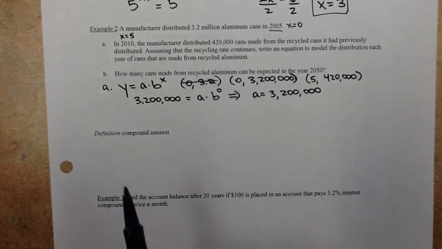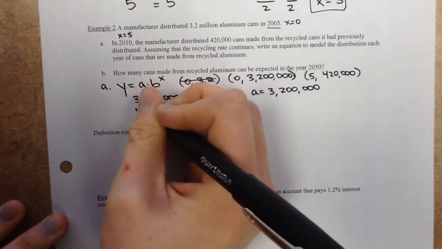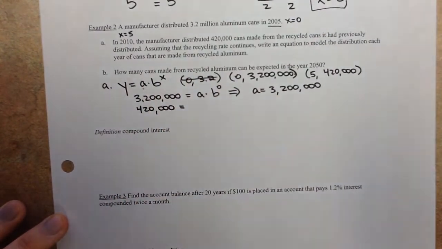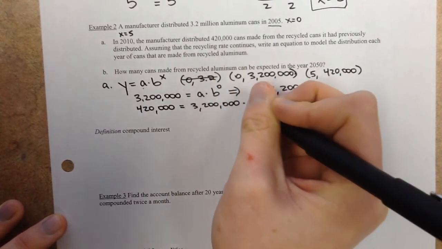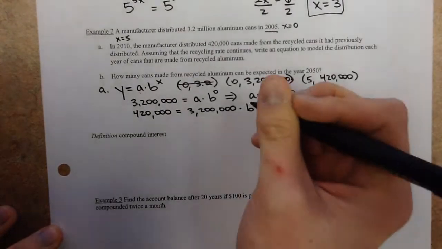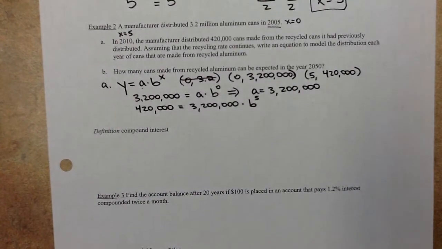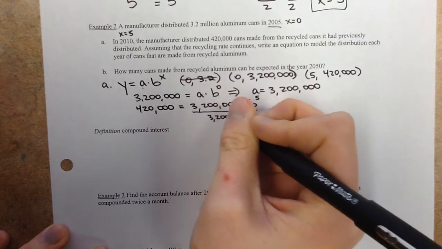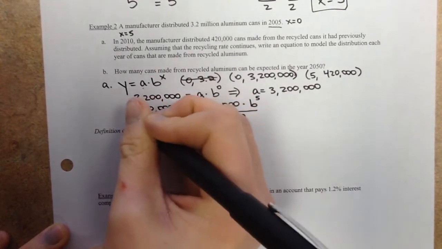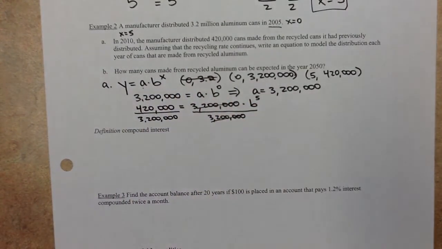So next, we replace the a in our equation right here, and then plug in the next point. So we're plugging in 420,000 for y, equals, and then we're plugging in 3.2 million for a. We still don't know what b is. That's what we're going to try to solve for. And then we know that our exponent is 5, because x is 5, so we're plugging it in right here to this equation. Okay, so we are first going to divide by 3.2 million. Okay, so it cancels out right there. And then let's see what this ends up being.